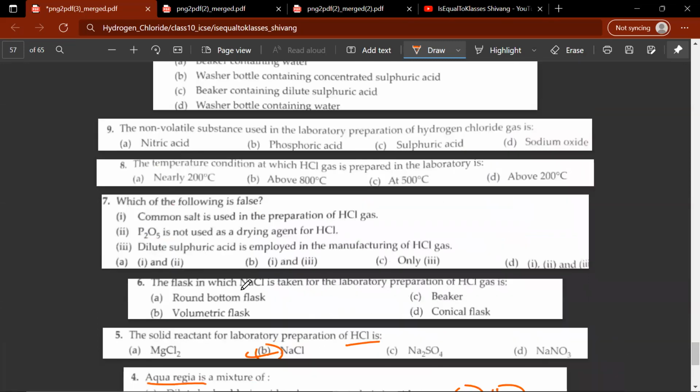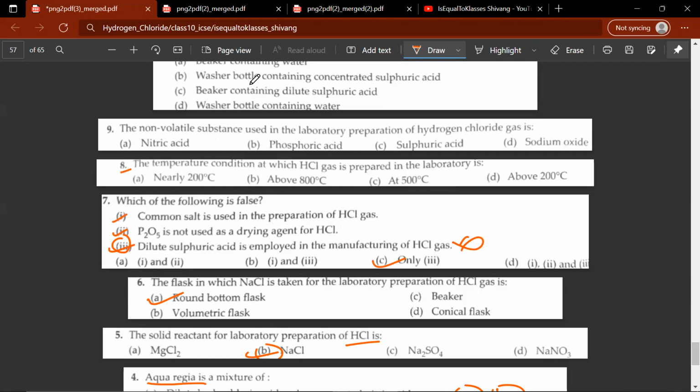The sixth question, the flask in which NaCl is taken for laboratory preparation of HCl is, this would be round bottom flask. The seventh question, which of the following is false? Common salt is used in the preparation of HCl gas. P2O5 is not used as a drying agent for HCl, and dilute sulfuric acid is employed in the manufacturing of HCl gas. So only the third is false. The rest are true. The third is wrong. So C would be the correct answer.